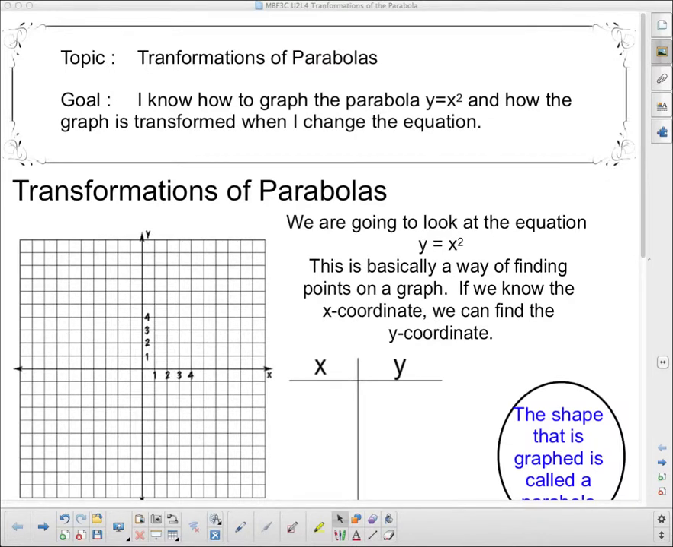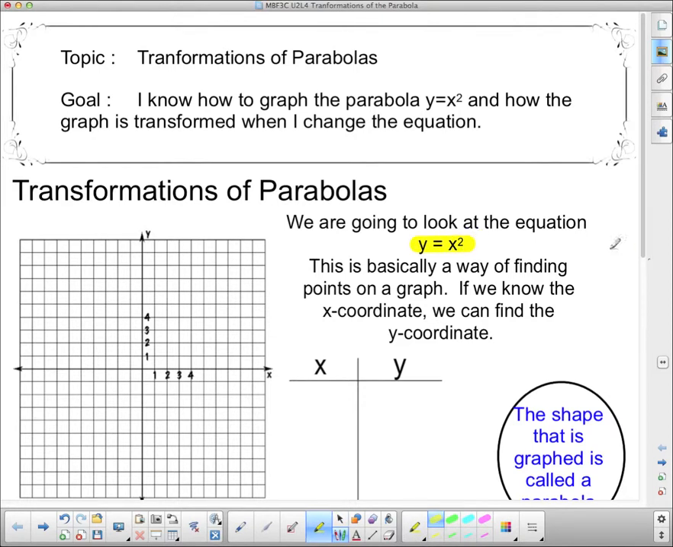Well, welcome back 3C, and we are going to talk about transformations of parabolas. Our goal today: I know how to graph the parabola y equals x squared, and how the graph is transformed when I change the equation. So we're going to look at this equation today, y equals x squared.